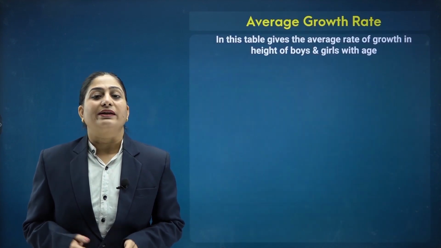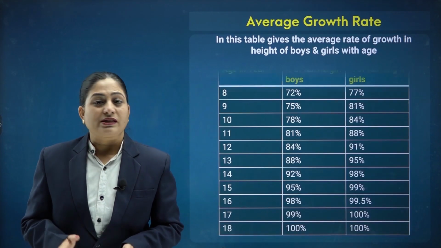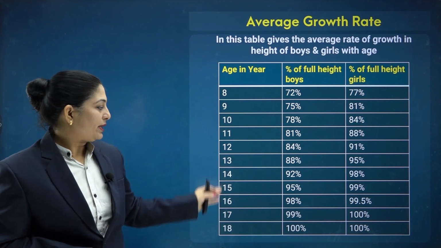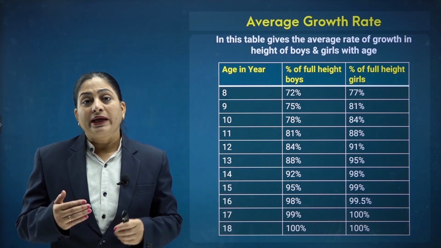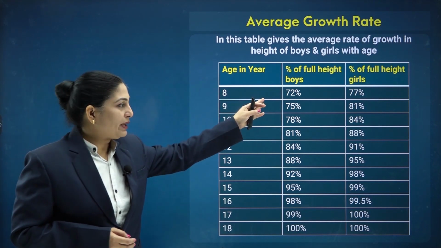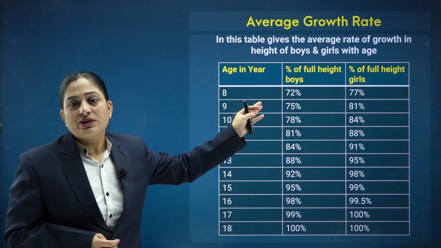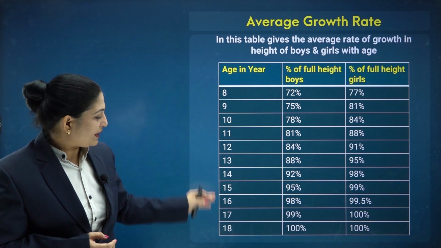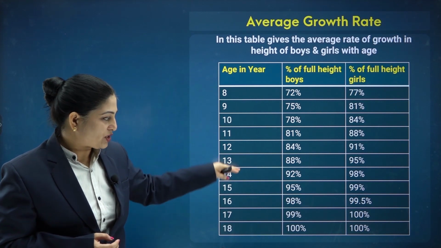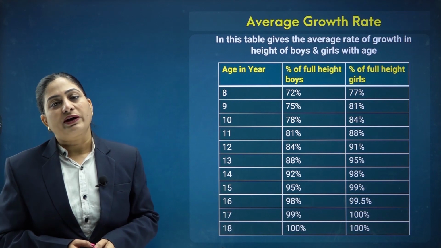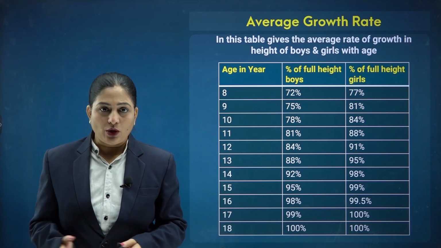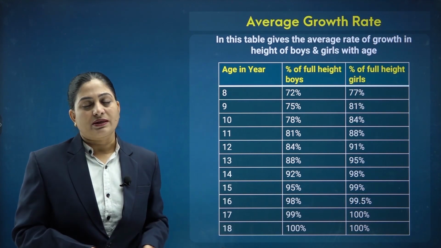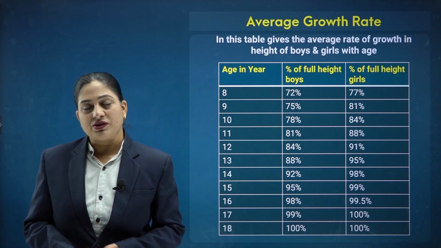Now the thing is how to find the average growth rate. There is a table given in your NCERT also, and here we have shown you a table of the particular age at which the person completes the increase in height. We can see that it starts from 8 years, where the boy attains around 72% of height and the girls around 77%, and till the age of 18 it increases and becomes 100%. That means generally it's been observed that beyond 18 the increase in height is not observed in human beings. So the 100% height has been achieved by the age of 18.